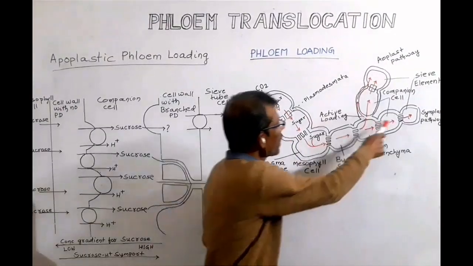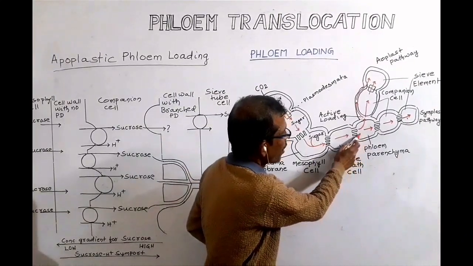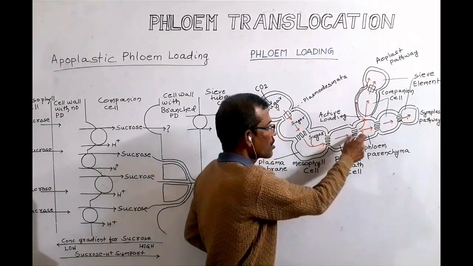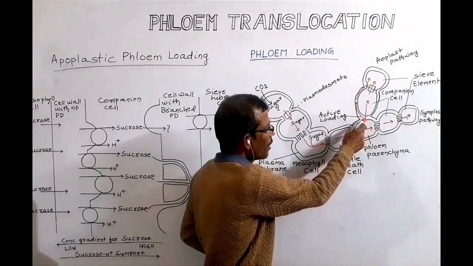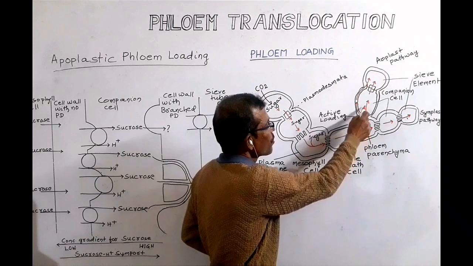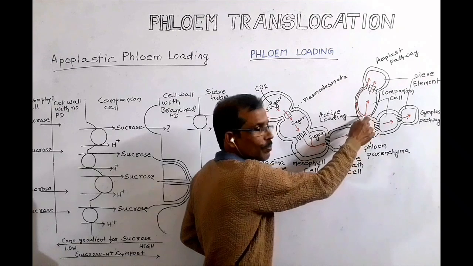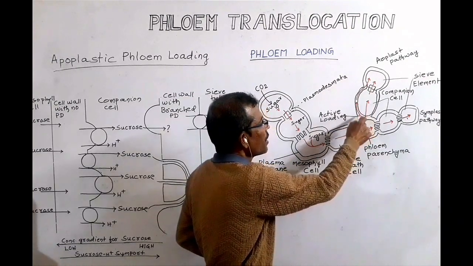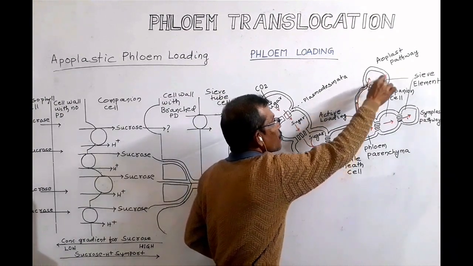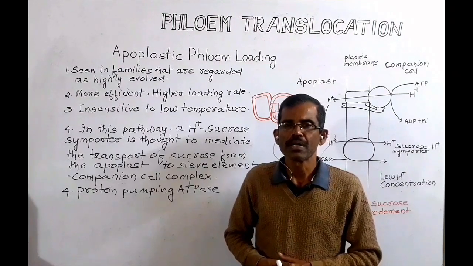And in this diagram also, you can see that from this phloem parenchyma, sucrose molecules are discharged into the apoplast, possibly by means of a carrier, and from the apoplast, the sucrose molecules are actively transported into the companion cell by means of the H plus sucrose importer, or they can be actively transported directly from the apoplast into the sieve tube. So friends, this is all about apoplastic phloem loading.